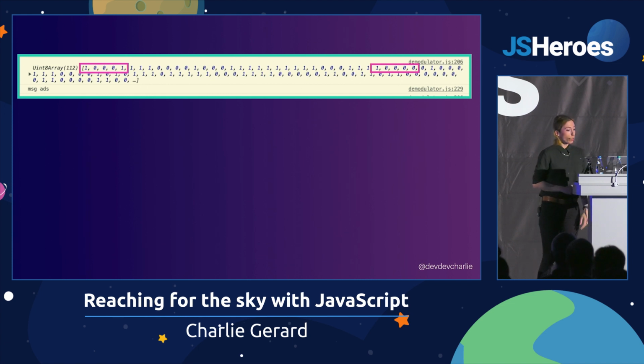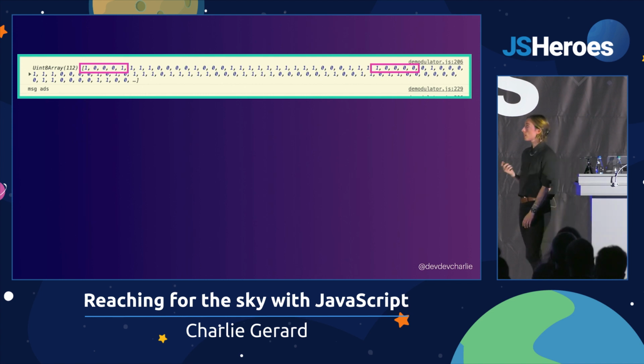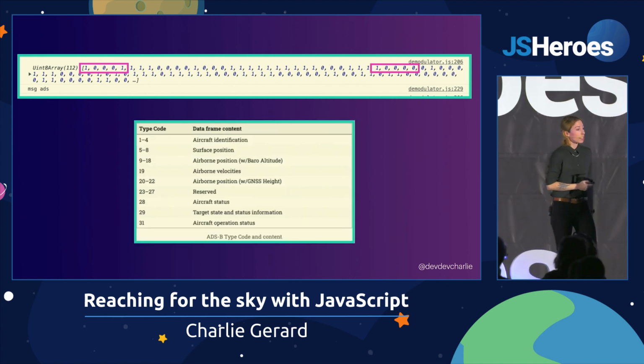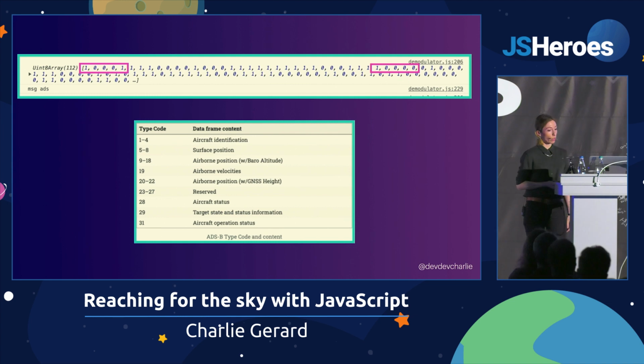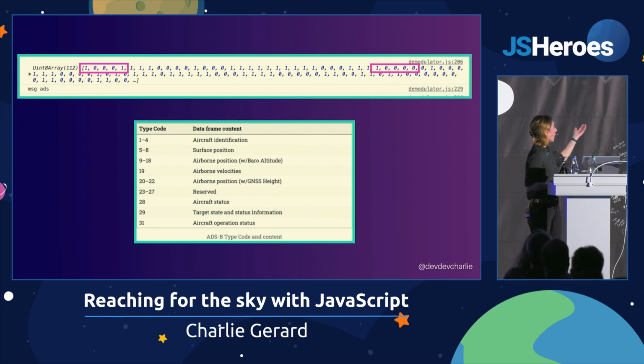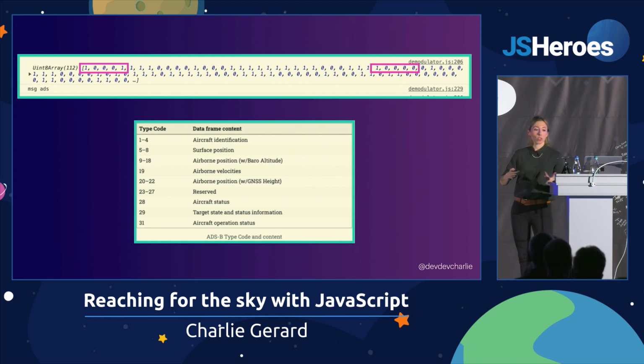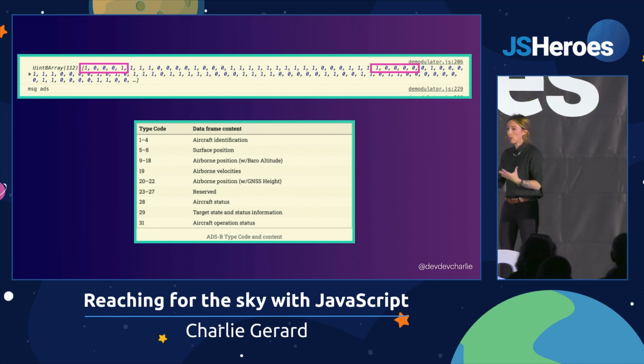So what do we have here between bit 33 and 37? We have 10000 in binary, which is 16 in decimal. And what does that say? OK, so we know here that 16 is between 9 and 18. So we know that the message contains information about the position of the aircraft.